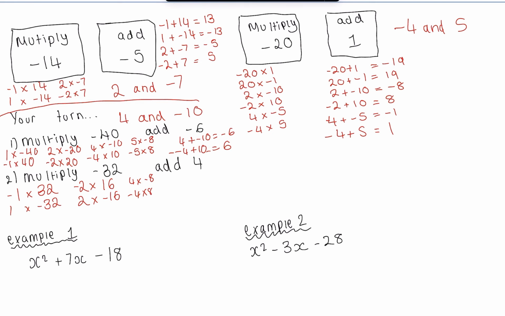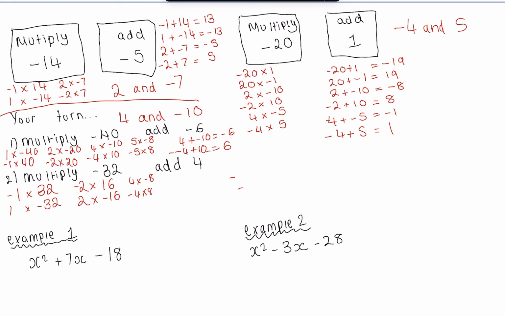Okay, now let's check which add together to give us 4. So minus 1 add 32 and 1 add minus 32. Here we're going to get 31, and that's a positive. And here we're going to get negative 31. So it can't be that, because we're looking for 4.